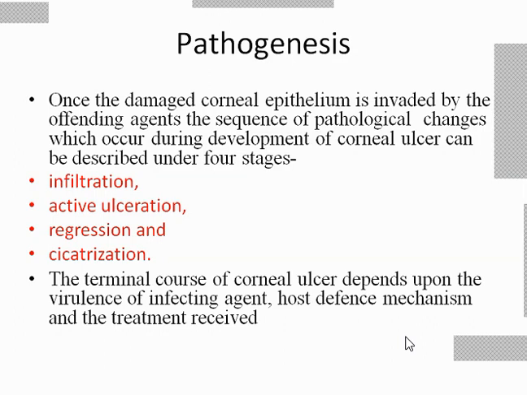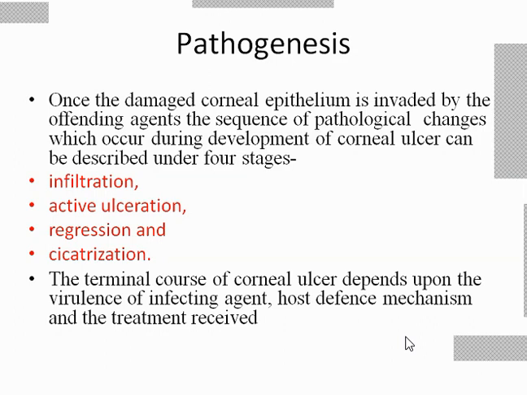material from the ulcer, around the edges of the ulcer and also the base of the ulcer, and send it for culture and sensitivity, to know what type of organism is actually infecting the cornea. So empirically you can start with a fluoroquinolone like moxifloxacin or gatifloxacin, which are fourth-generation quinolones.